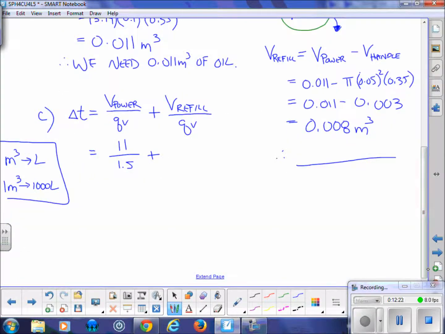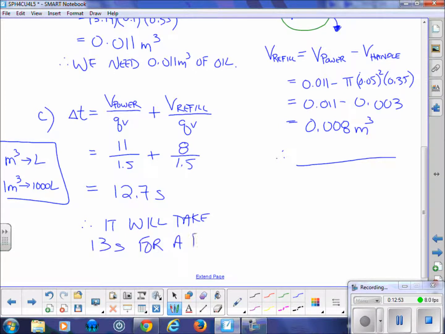All right, plus the refill, again the 0.008, multiply that by 1,000 as well, and we get 8 liters divided by the 1.5. And when we do that addition, we get a total of 12.7 seconds. So therefore, a full cycle will take, let's say, 13 seconds. All right, so that means every 13 seconds, a piece of metal gets bent.